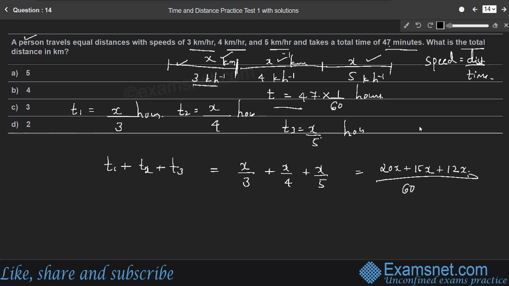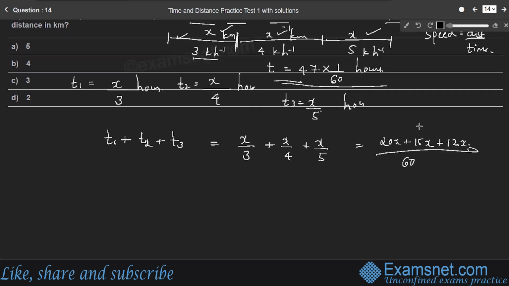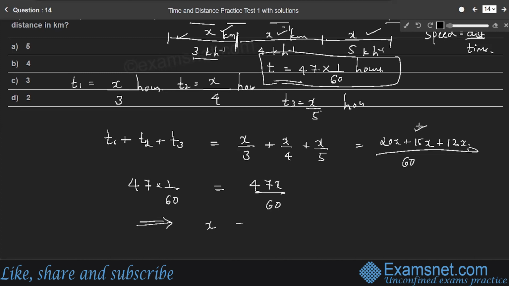Right? T1 plus T2 plus T3 is the total time taken by the person, which is 47 into 1 by 60 hours. So 20 plus 15 is 35, plus 12 is 47x by 60. Therefore, x is equal to, here 47 by 60, 47 by 60 will get cancelled. So x is equal to 1 kilometer. So in the first part of the journey, the person travels 1 kilometer distance.